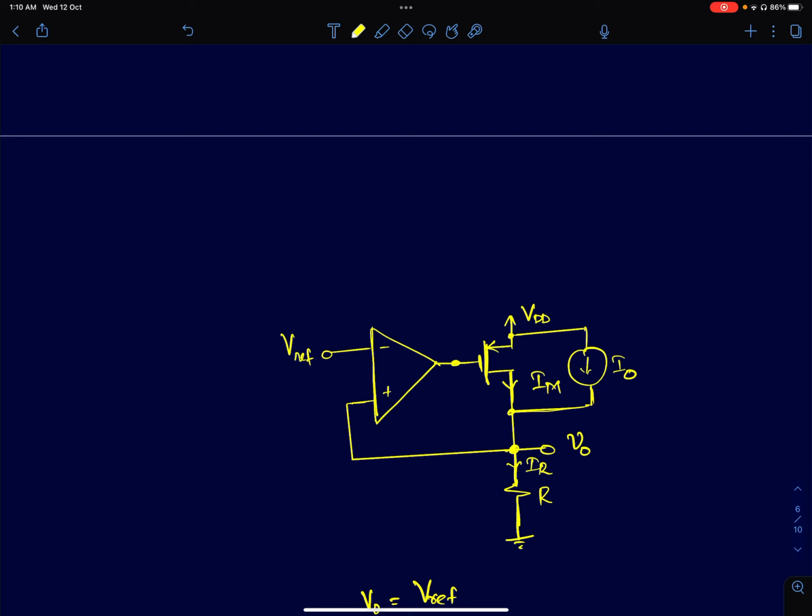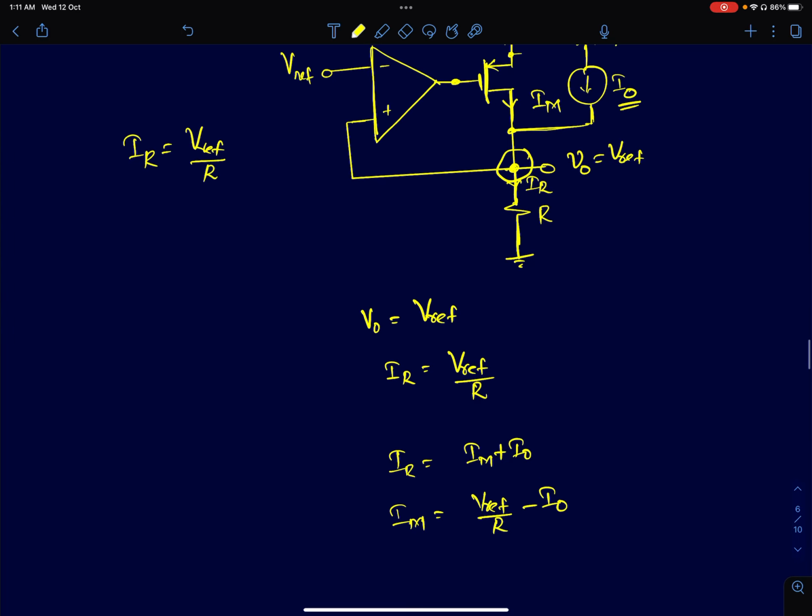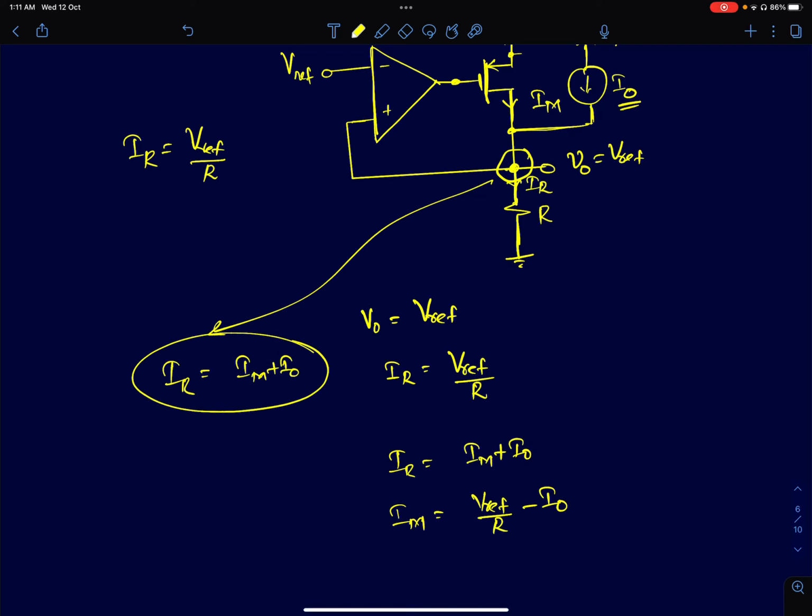Now, what I'm going to do here is connect a current source from the supply to this output node. Let the current source value be I0. If I connect this current source, again, negative feedback will ensure V0 is exactly equal to Vref. So IR, the current flowing through the resistor, is fixed. That is still Vref by R. Now, if I apply Kirchhoff's current law at this node, the resistor current IR will be equal to IM plus I0. So now the current flowing through the MOSFET will be equal to Vref by R minus I0.